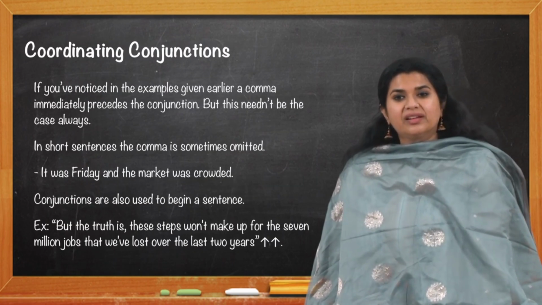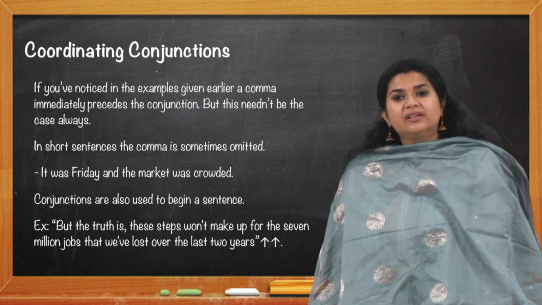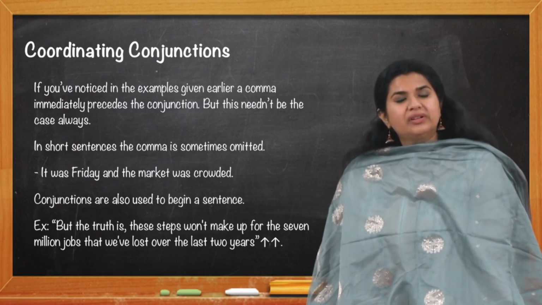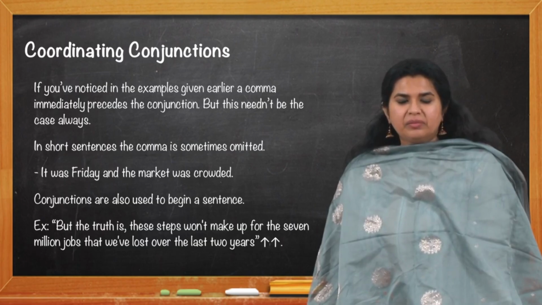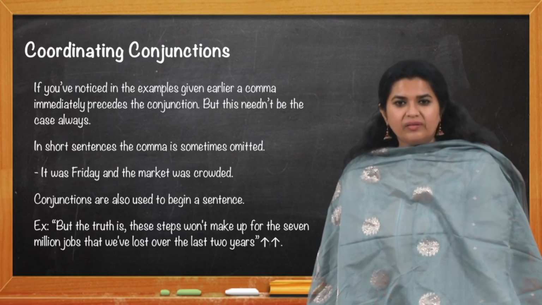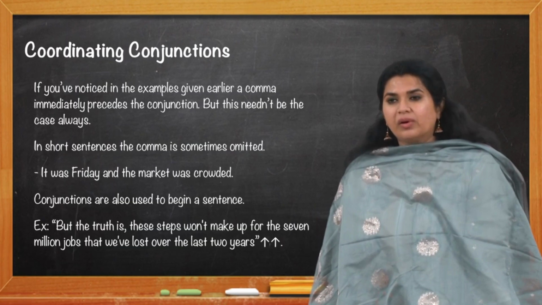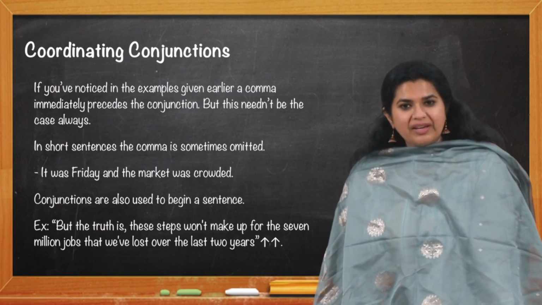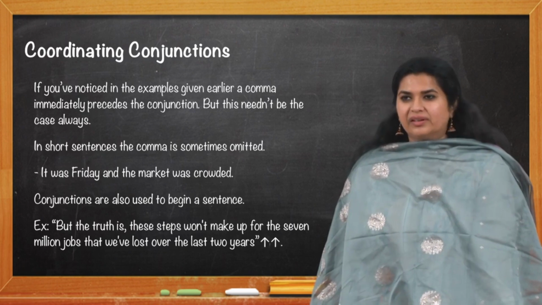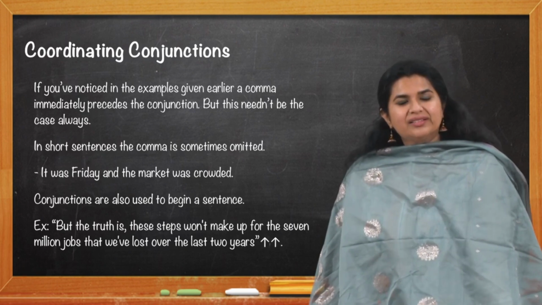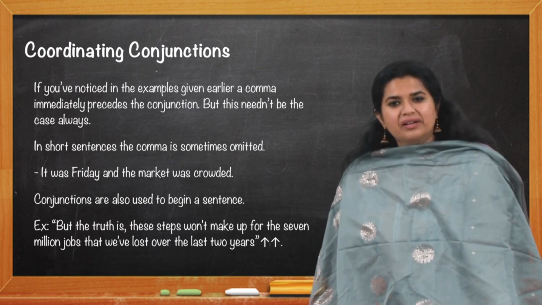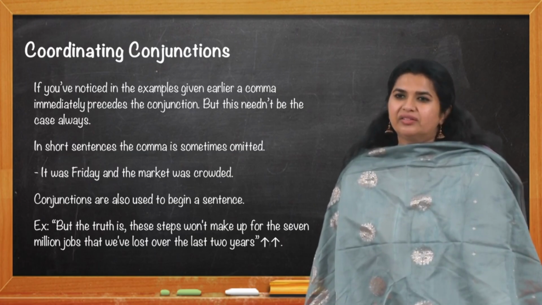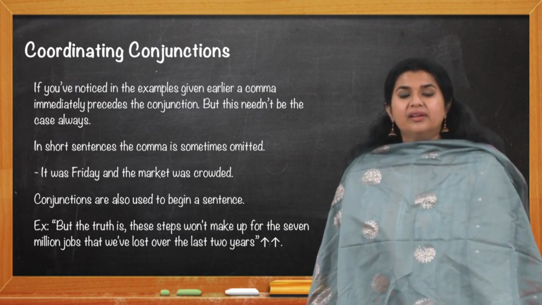Coordinating conjunctions, for example. If you notice, in these examples a comma immediately precedes the conjunction, but it need not always be the case. In short sentences, the comma is sometimes omitted. For example, "It was Friday and the market was crowded." So, this is a short sentence. "It was Friday, the market was crowded" has two independent clauses joined by a conjunction, and does not really require a comma.